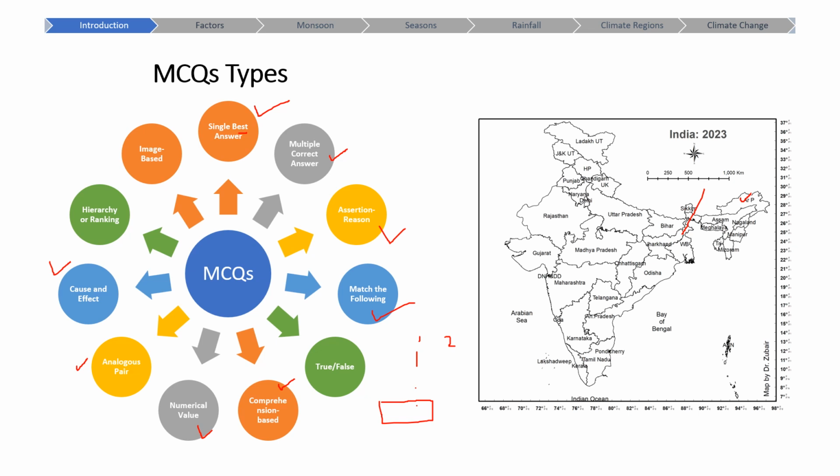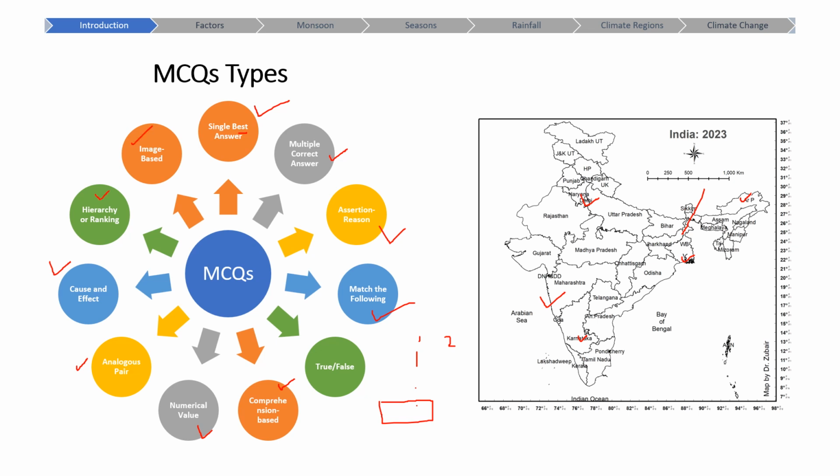There may be hierarchy and ranking type of MCQs. Like the question is: arrange the following Indian cities in order of decreasing average annual temperature. The options are New Delhi, maybe Bangalore, maybe Mumbai and Kolkata. So you have to arrange the Indian cities in order of decreasing average annual temperature. So this is hierarchical or ranking.